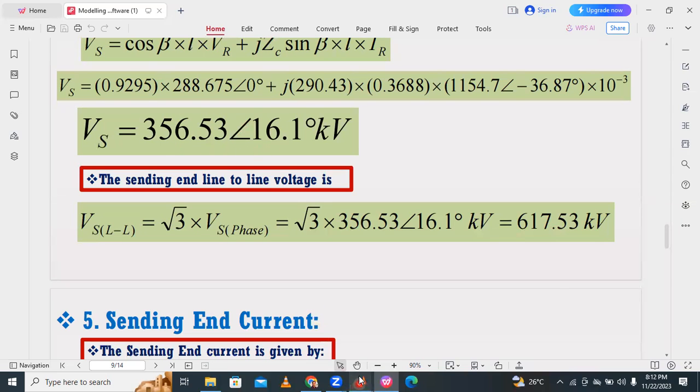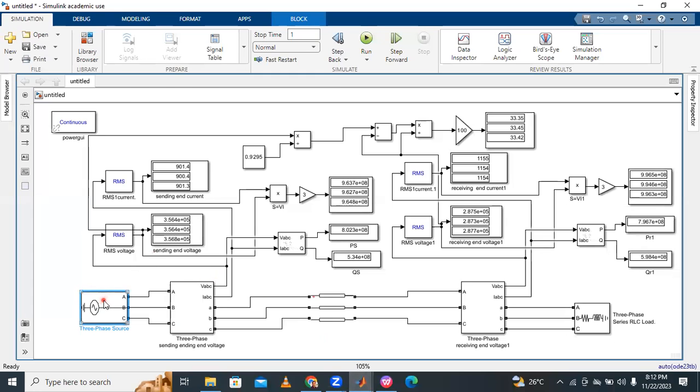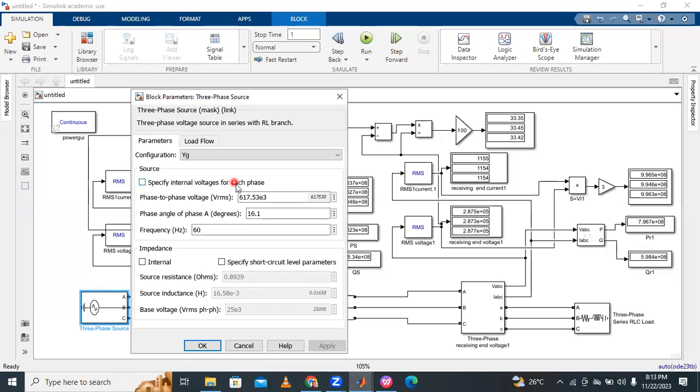Open this three-phase voltage source block. Here the phase to phase voltage is 617.53 times 10 to the power 3, in volts, that is kilovolts. And then the phase angle of phase A is 16.1 and the frequency is 60 Hz. Then disable internal connection. This is suitable for fault calculations, but fault calculations are not required, so disable this and then apply OK.